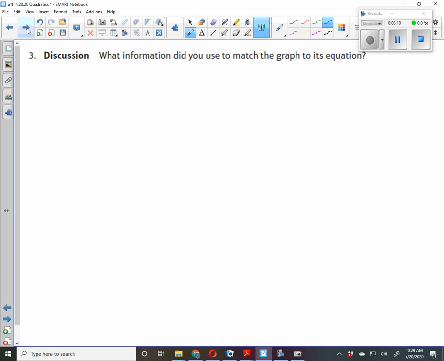All right, what information did you use to match the graph's equation? That was just trying to decide, is it facing up, down? Do we know where the intercepts were? They all seem to be the same. And what was the A value, what was the initial slope, was what we were looking at for the most part.